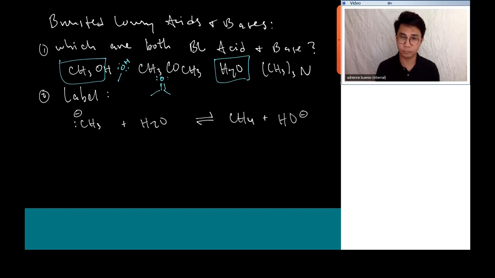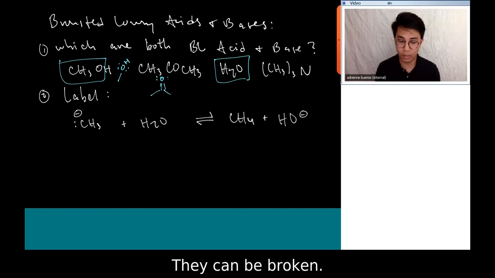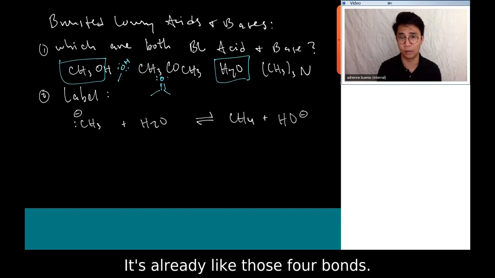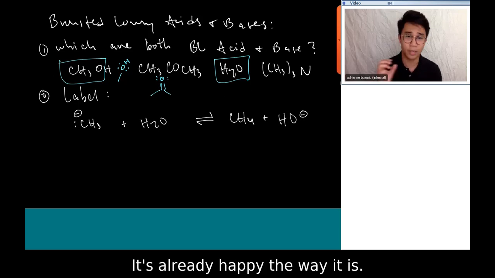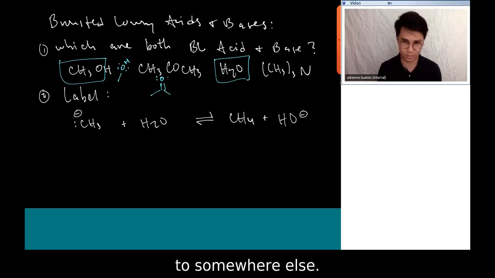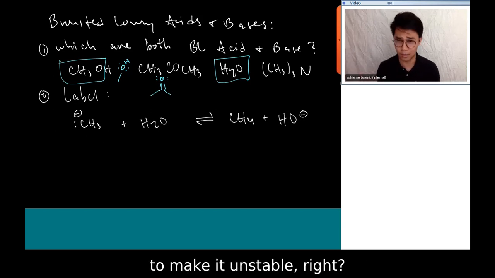And you just don't donate those hydrogens. They can't be broken, and carbon is already neutral, right? It already likes those four bonds, so you're not gonna donate that and make it unhappy, right? It's already happy the way it is. You're not gonna break it off to make it unhappy to donate to somewhere else. Does that make sense? If it's already stable, you don't want to make it unstable, right?